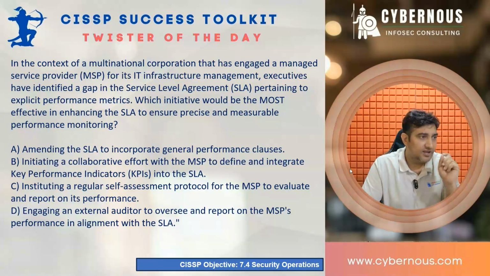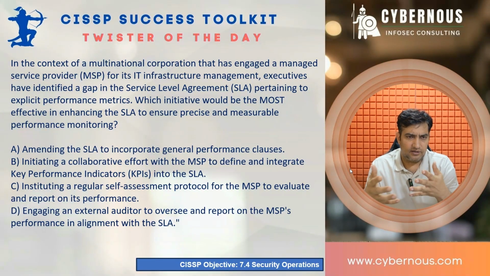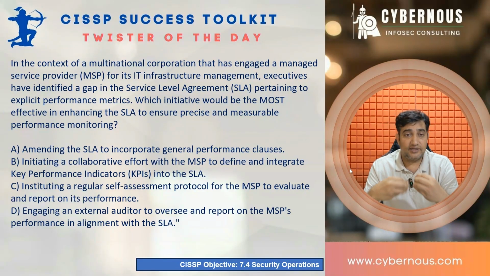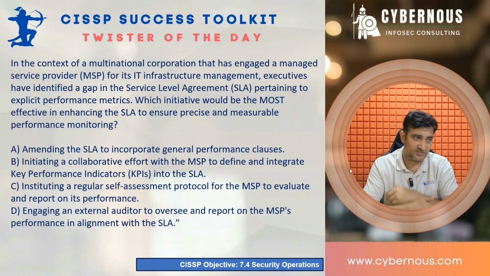Option B is initiating a collaborative effort with the MSP, managed service provider, to define and integrate key performance indicators into the SLA. I think this makes a lot of sense. Why? Because as and when you are cooperating with a third party or engaging a third party, you need to be very clear on what their KPI, their key performance indicator, is. So you need to collaborate, and the best way is to collaborate with them to establish KPIs. This makes the most sense till now, but let's review the other two options as well.